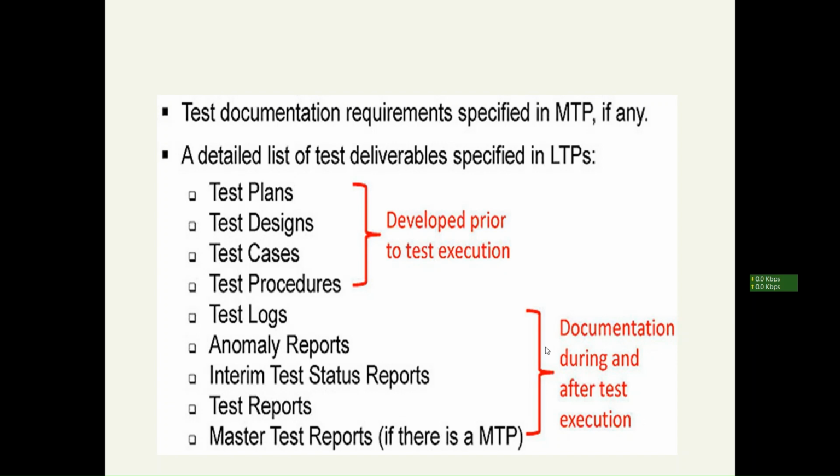Which documents are prepared during the test execution phase? Bug report, test logs, test summary report, test status report, master test report, test report, final report, and cycle report. That is called the test report. And finally, you are going to submit a project closure report or test closure report. That is called the master test report. So all these are prepared after your execution phase. Okay. Hope this one is useful to you.